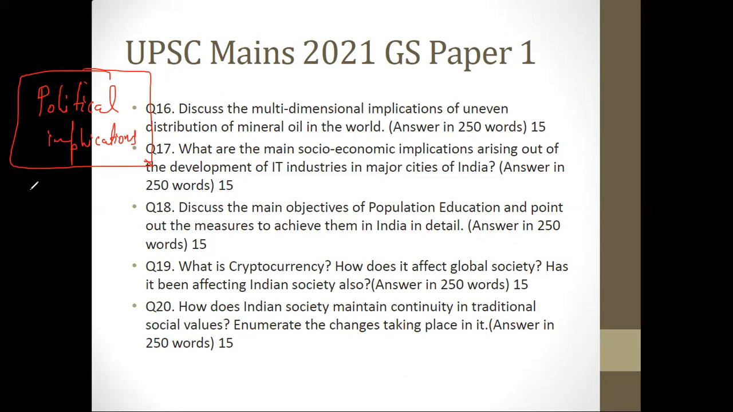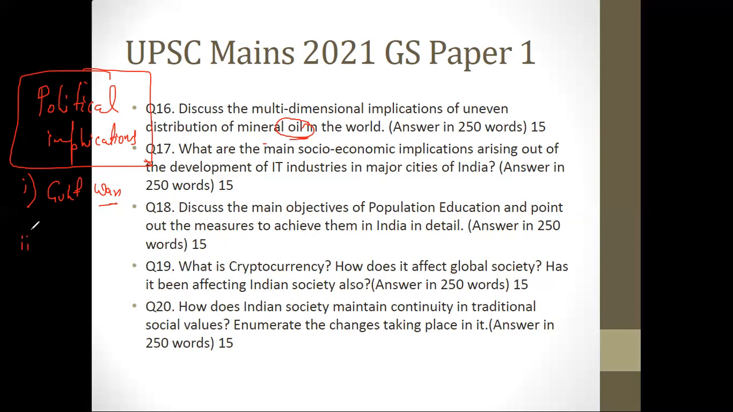So what are the political implications here? US interference in West Asian affairs. We have talked about the Gulf War, or you may have heard about the Gulf War. Indirectly or directly, whatever interference you see of the US in Western Asia, oil plays a role in it. So US interference in West Asian affairs or the Gulf War, etc., show you one of the political implications of unequal distribution of mineral oil.